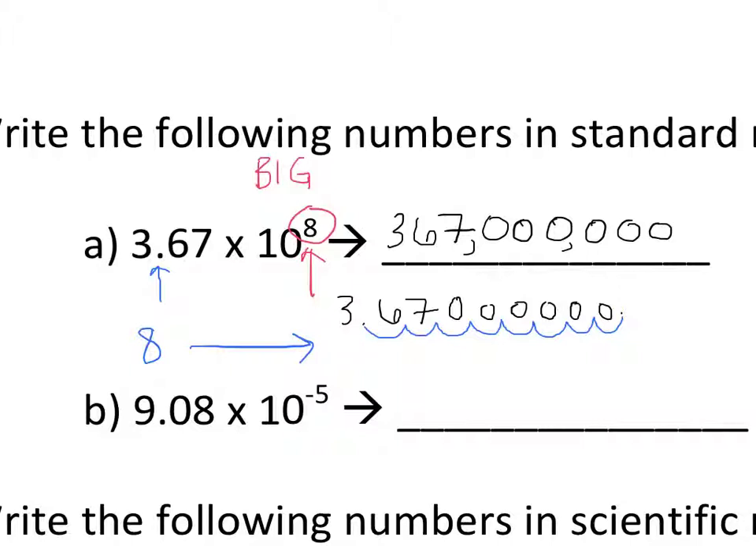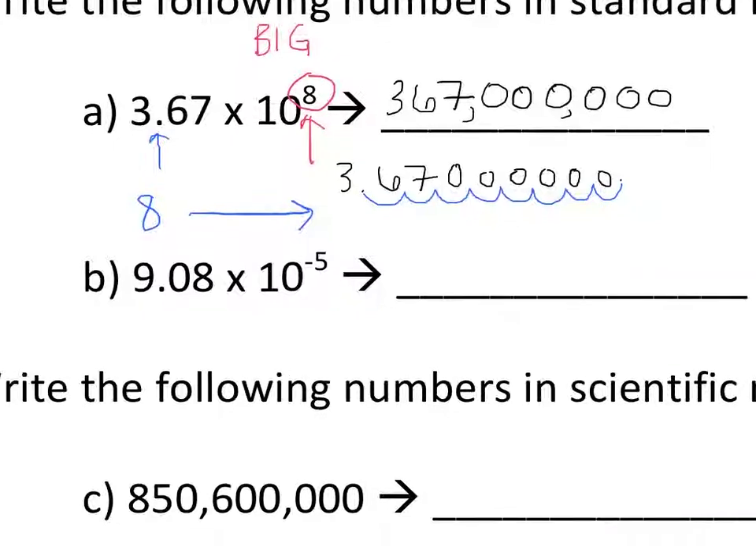Which means that 3.67 times 10 to the 8th is the same thing, and we would write it in standard notation as 367 million. Now let's do example B.